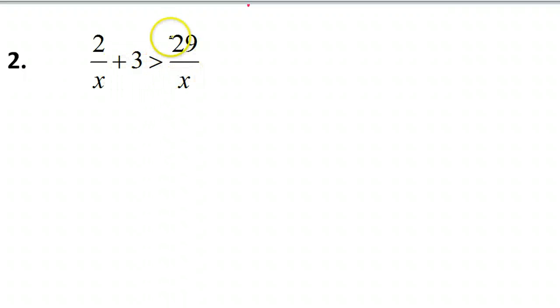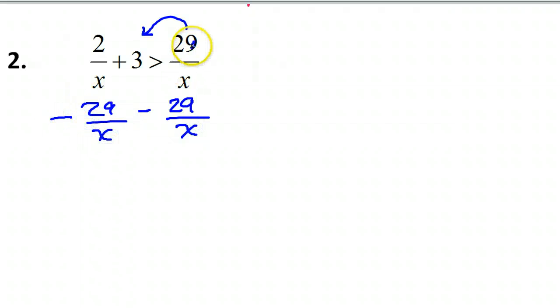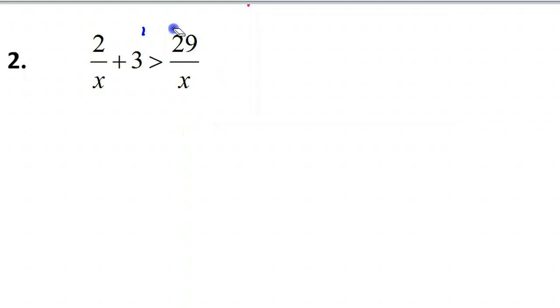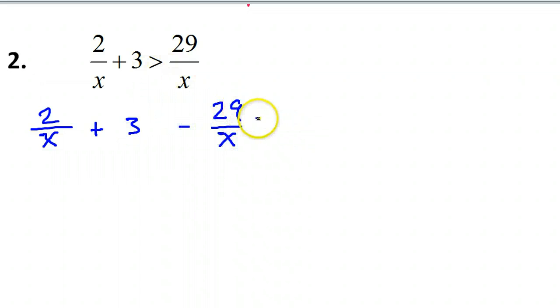And so, like I said, I'm going to move this over to the other side. Now, I am subtracting 29 over x from both sides. That's what I'm doing. So these will cancel out, and I'll have a negative 29 over x. Now, I don't feel like taking up all that space, so I hope you'll let me just show it by doing 2 over x plus 3 minus 29 over x is greater than 0. But understand that I just subtracted 29 over x from both sides.